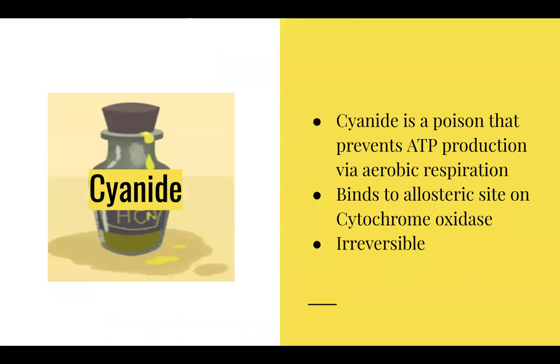A real-world example of this type of inhibitor is cyanide. So cyanide is a poison that prevents ATP production via aerobic respiration. For all of my electron transport chain fanatics, cyanide will bind to the allosteric site on the cytochrome oxidase, thus blocking the activity of complex 4. Just to reiterate, this process is irreversible.